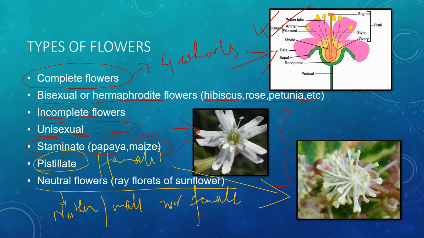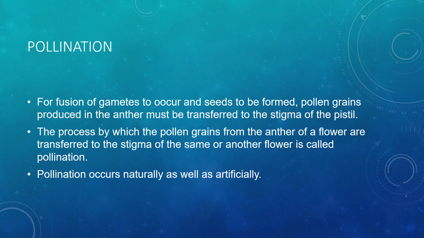So let us move on to how these flowers are pollinated to give rise to sexual reproduction. So what is pollination? For the fusion of gametes to occur and seeds to be formed, the male and the female gametes need to fuse to form the seed, right?